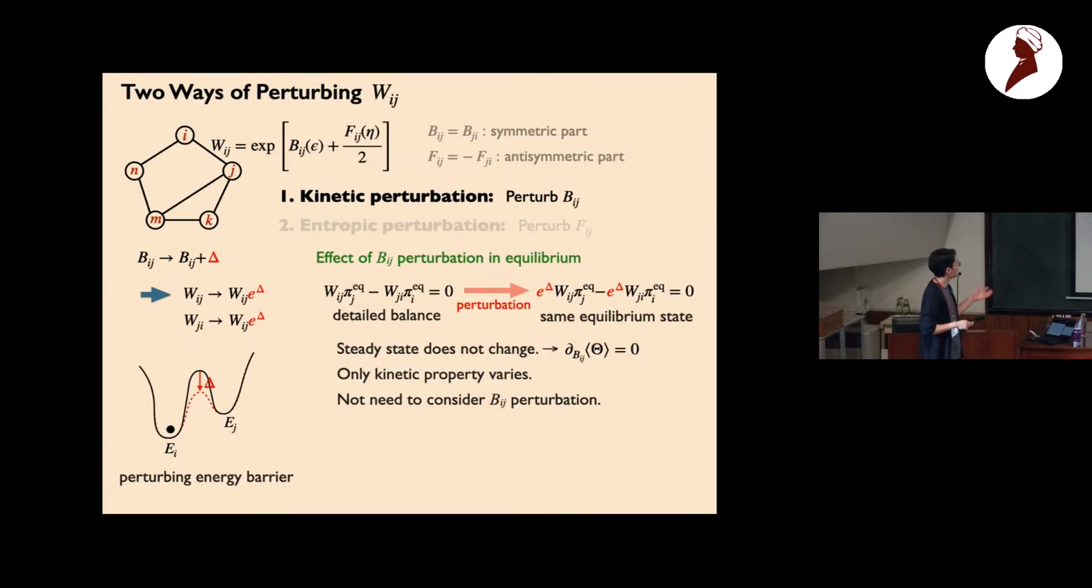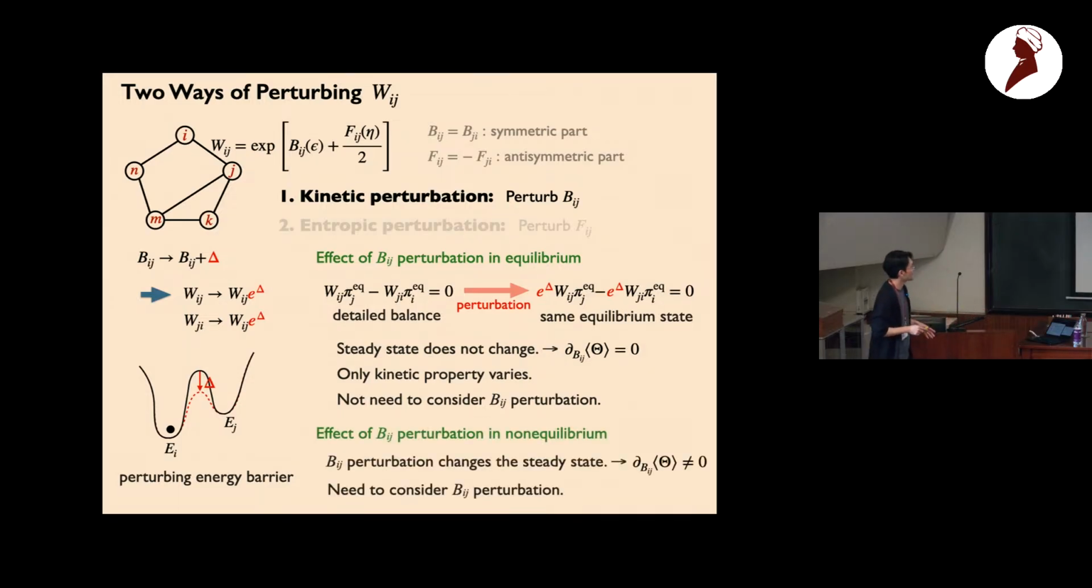So the B perturbation does not change anything in equilibrium; only kinetic properties vary. Traditionally, we have not considered this B perturbation in equilibrium. However, in non-equilibrium, this B perturbation changes the steady state and observable, so it gives a non-zero response. So we have to consider this B perturbation in non-equilibrium.